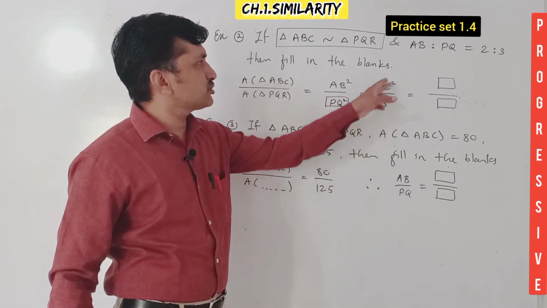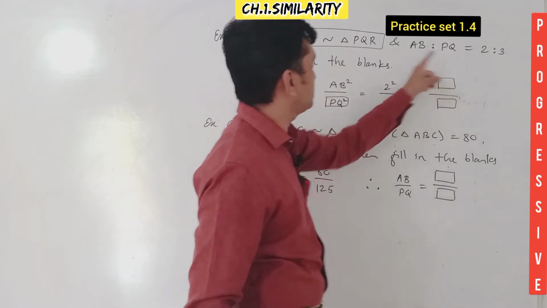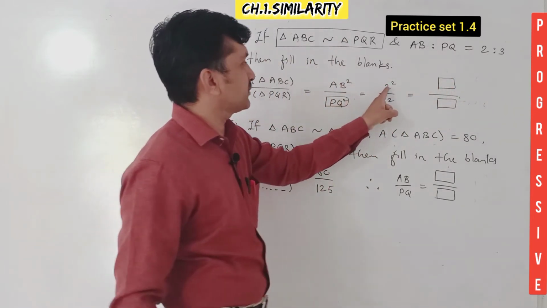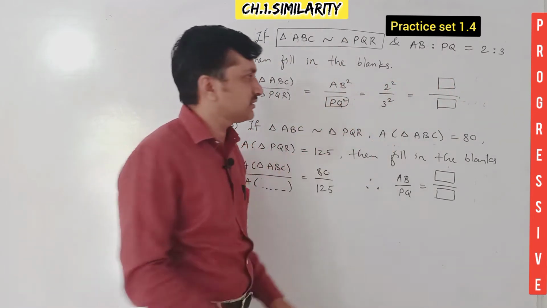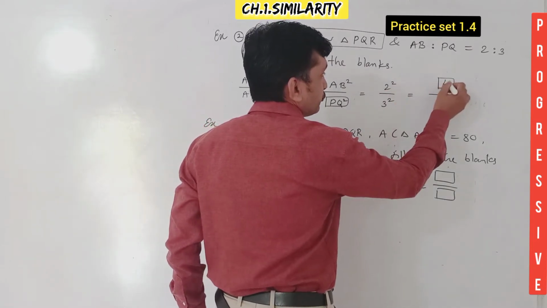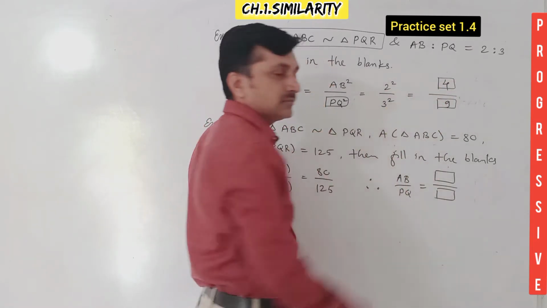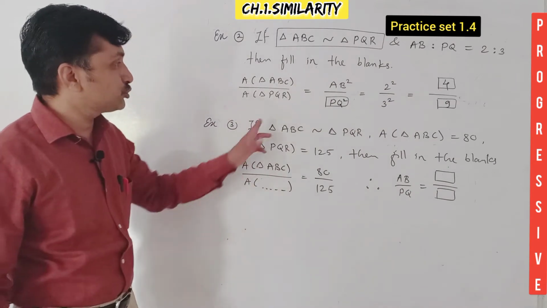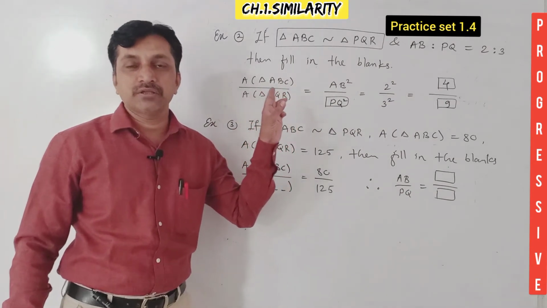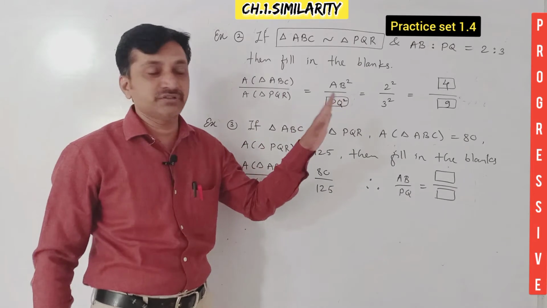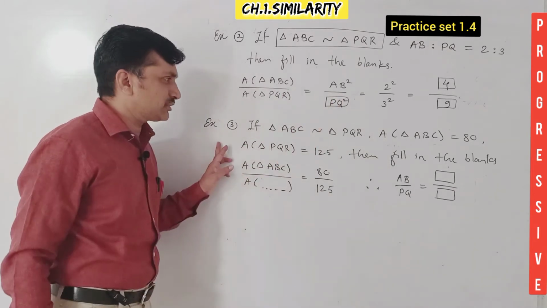And here already the ratio is given, 2/3, AB upon PQ. But here are squares, that's why 2 square upon 3 square. Very easy it is. And lastly 2 square is 4 and 3 square is 9. Finished, completed. But what is used here? Here the theorem is used. The theorem of areas of similar triangles is used. Example number 3 is also the same.